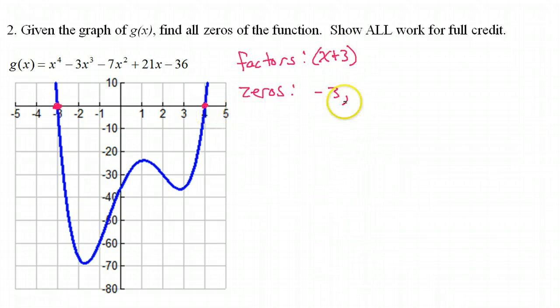And I see a 0 of positive 4, which would be a factor of x minus 4. Alright, those are kind of opposites. Now, so that's 2 of them. There should be 4. The other ones must be imaginary since they don't touch. So let's find them using synthetic substitution.